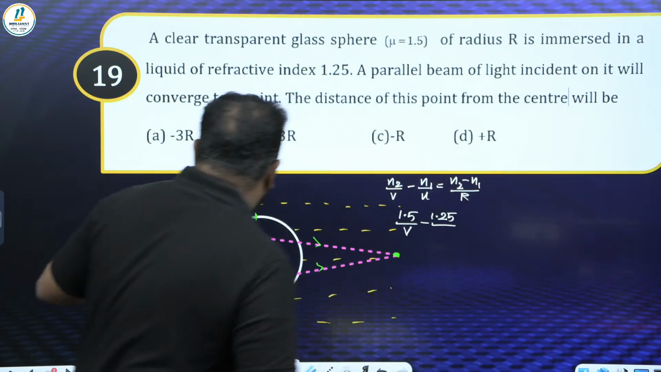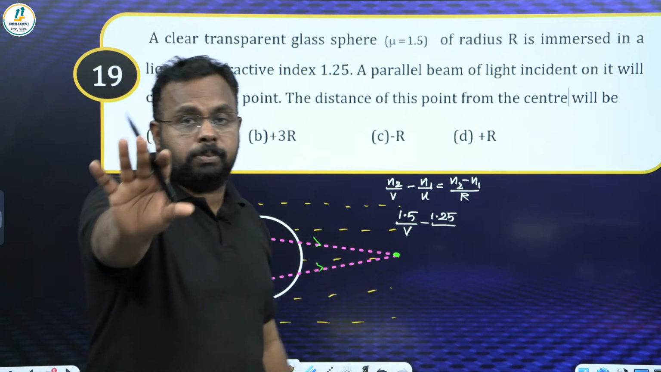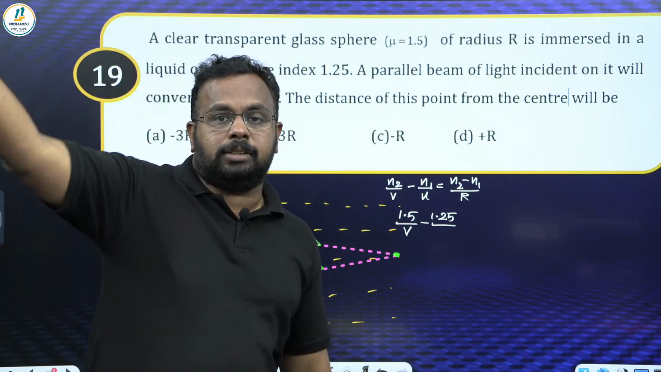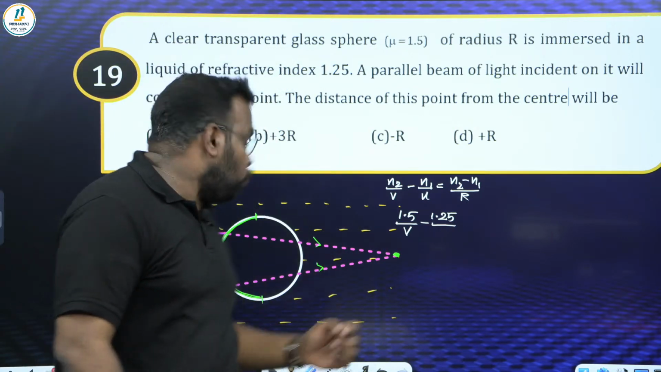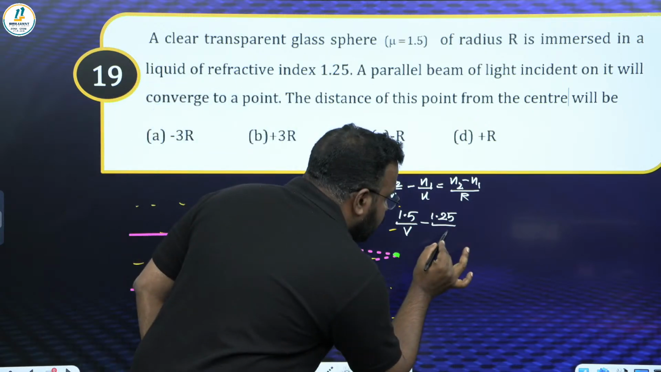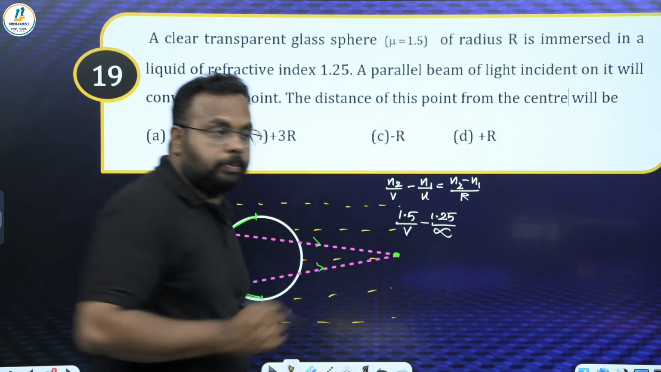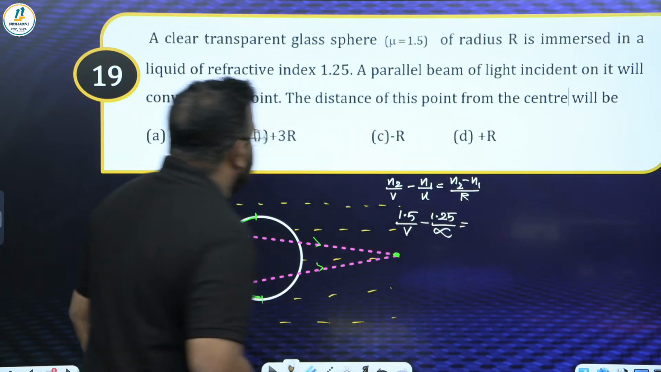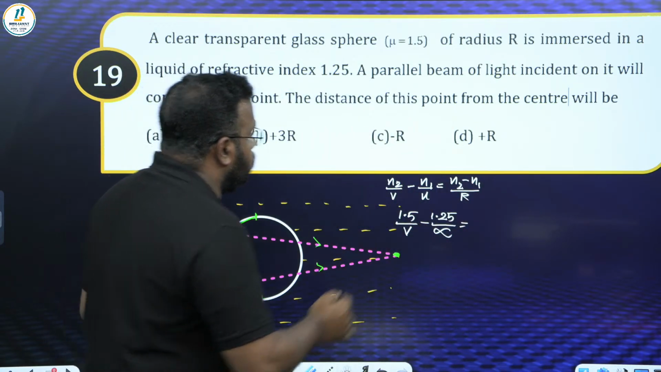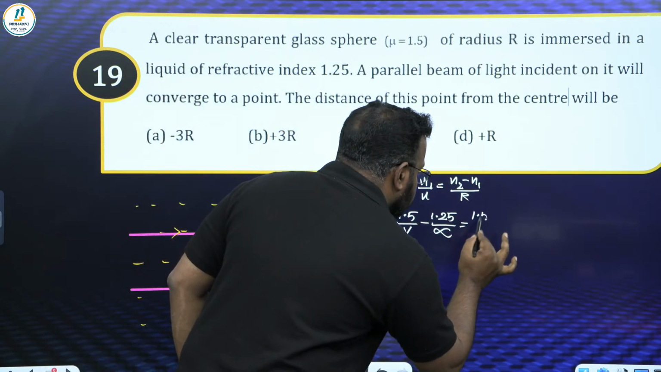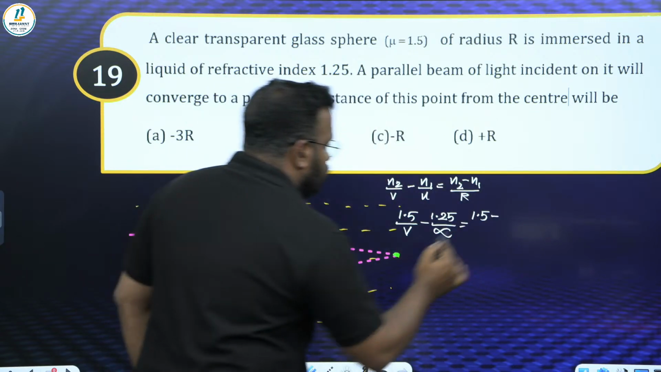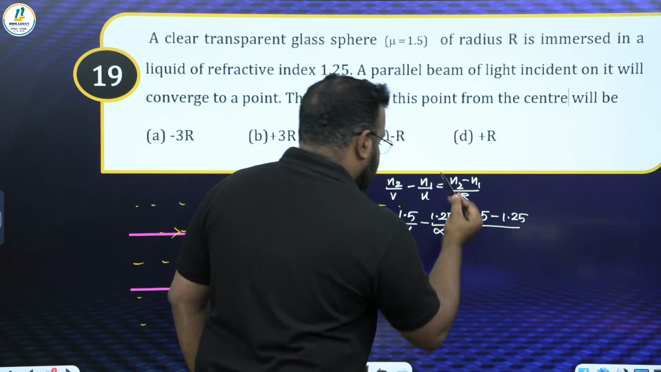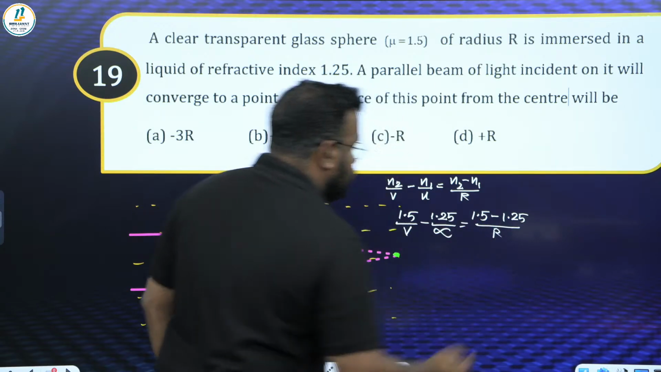Correct answer. Incident rays are parallel means, students please note, that you have to assume the object is at infinity. So the object distance is infinity here. Then 1.5 by V minus 1 by infinity is equal to N2 minus N1. What is N2? Refractive index of 1.5 again. 1.5 minus N1, 1.25, divided by R. Radius of curvature is given as R.